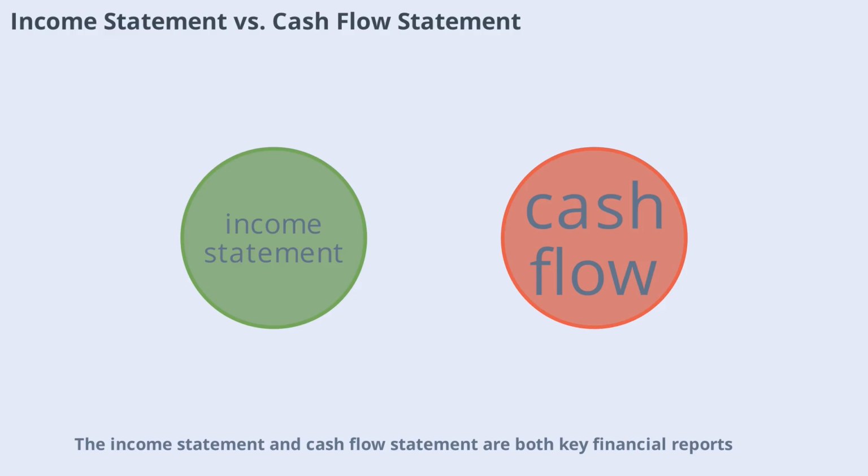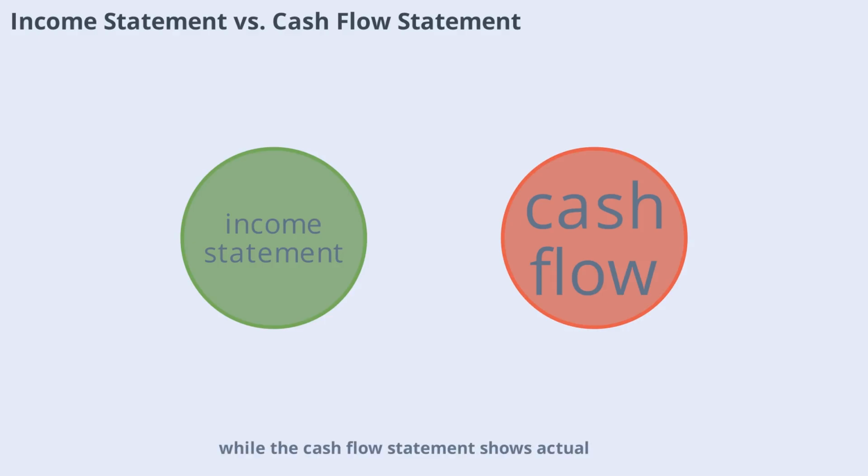The income statement and cash flow statement are both key financial reports, but they focus on different aspects. The income statement tracks revenues and expenses, while the cash flow statement shows actual cash movement in and out of your business.